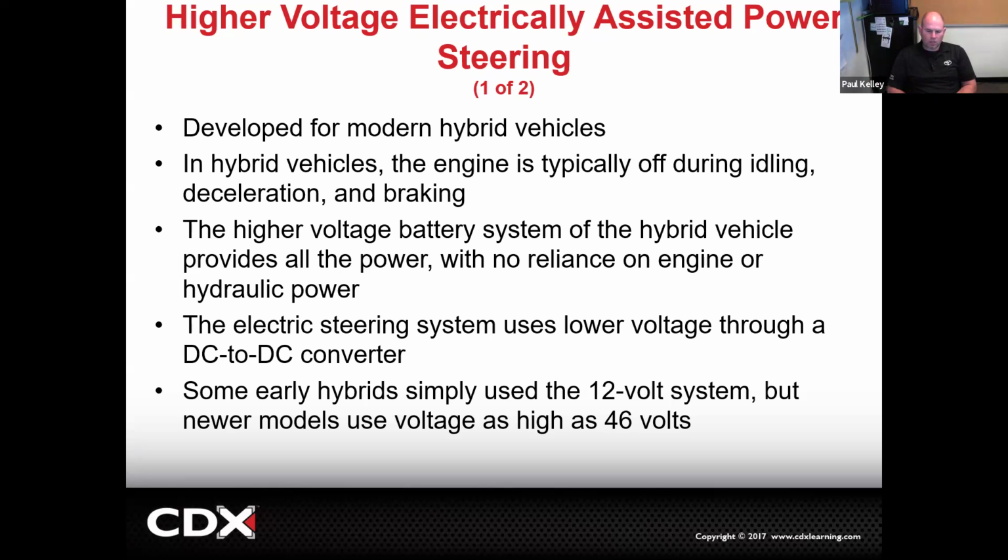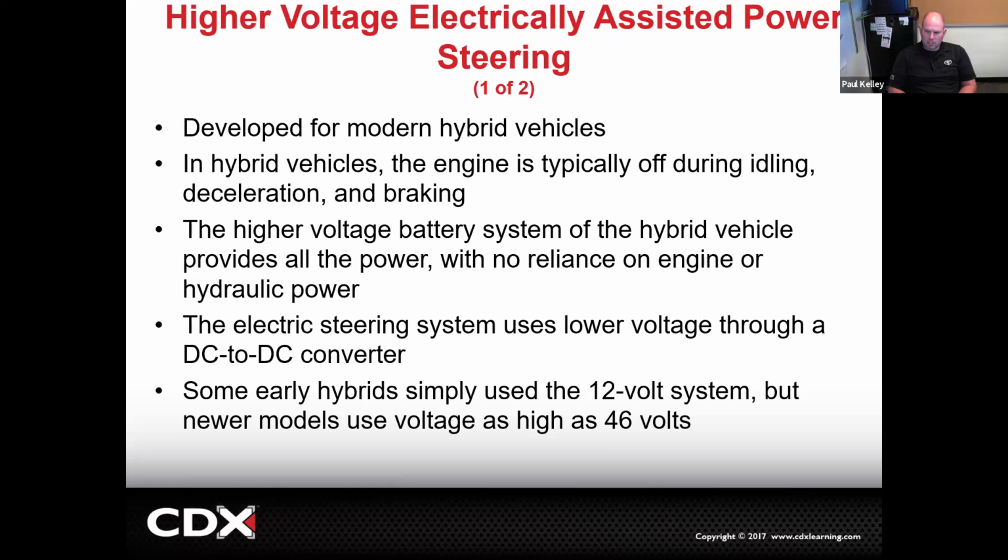Cool. So there are vehicles that can go up as high as 46 volts for electronic power steering. If it's regular 12 volts or 14 or whatever, it's going to be normal colors. If it's a medium voltage, sometimes they'll be colored weird, like blue.